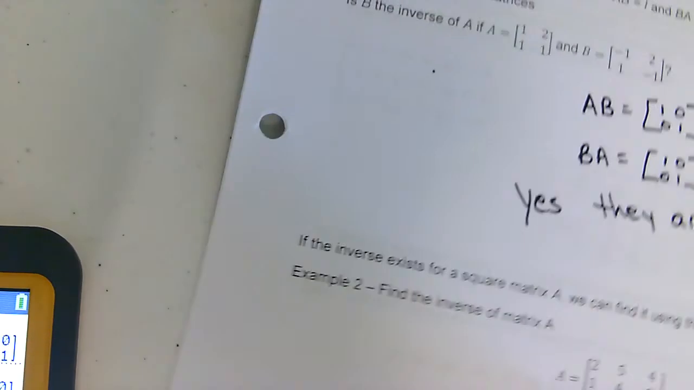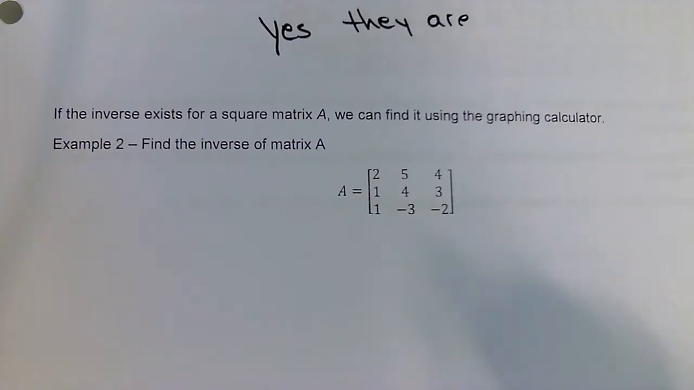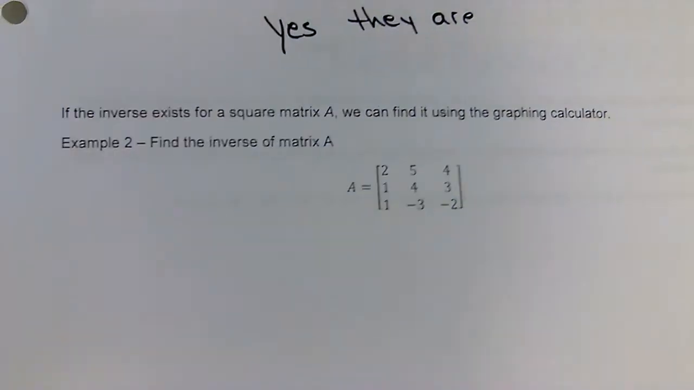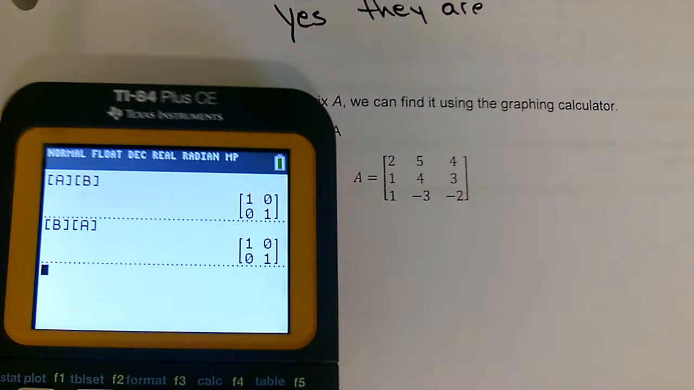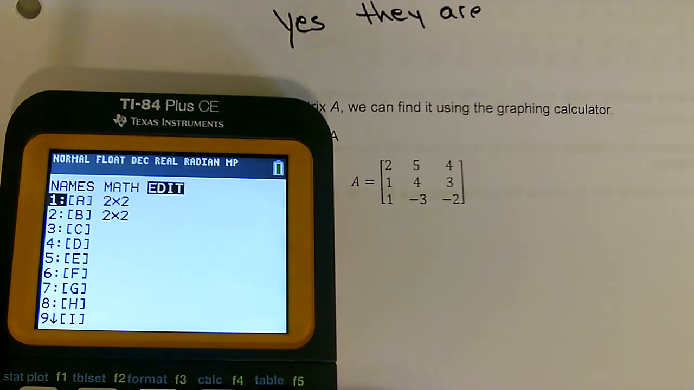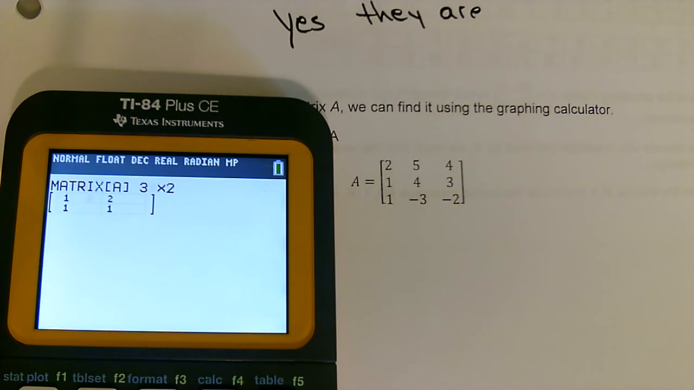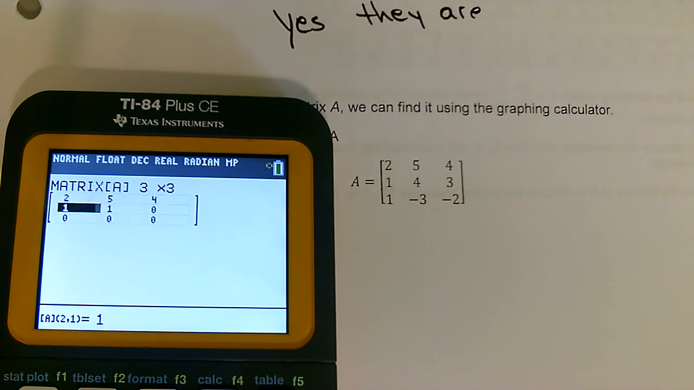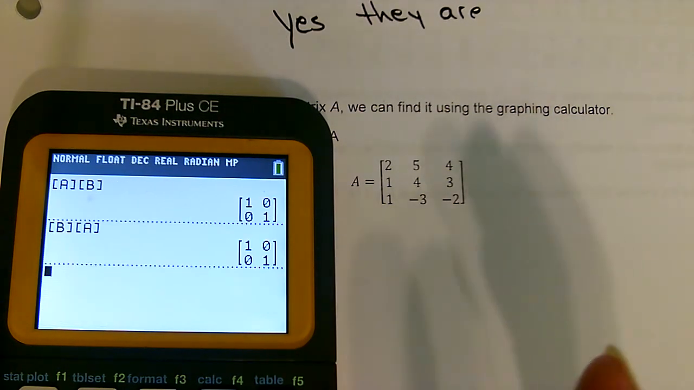Well, what about finding an inverse? Finding an inverse with the calculator is one way to do it. So we'll do that with this one. I'm going to go back into the matrix, edit A to be a 3 by 3: 2, 5, 4, 1, 4, 3, 1, -3, -2. Now I'm going to quit because I want to do something with it.